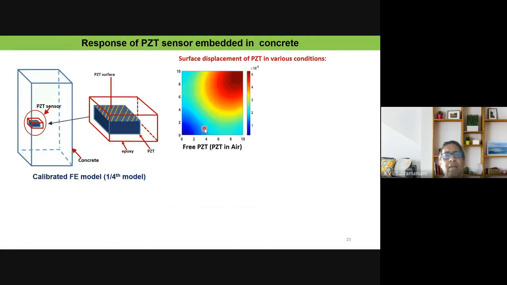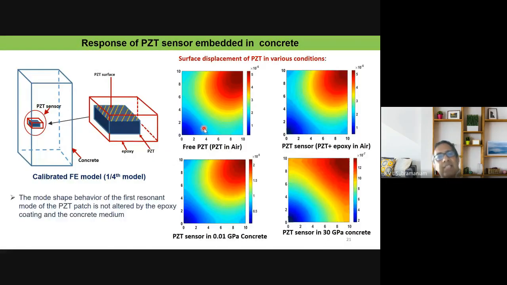Now, we often get asked this question: it's one thing to do the simulation, but how do we know that the first mode of the PZT that we were tracking doesn't change? Because as the stiffness of the material surrounding the PZT changes, it's likely the modal signature, or the modal eigenvector itself, may change. Just to satisfy ourselves, we did this simulation with different stiffnesses of concrete.